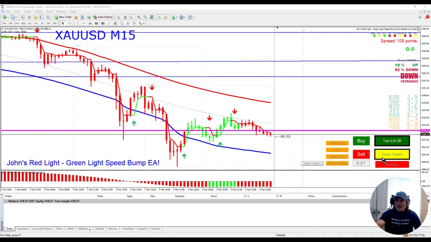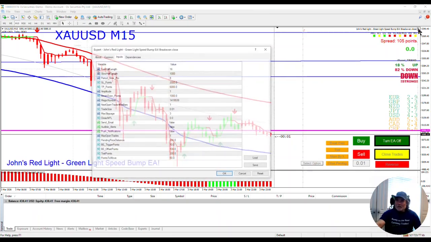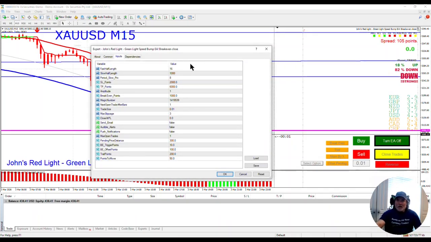But there's still questions about this, so let me go into this. Let me pull up the robot. And it was more the questions on here. So onto here, this one is going to be the red light, green light with break even. It's going to be the speed bump. So it's either going to be break even or it's going to be trail.